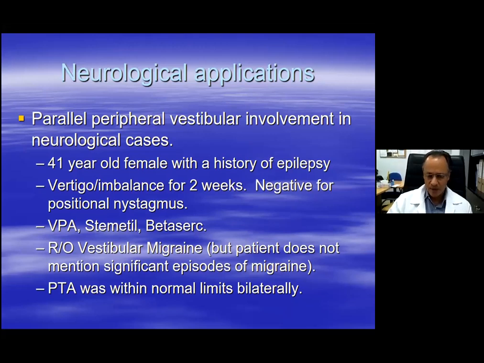The question presented to me on the referral letter was to rule out vestibular migraine. But on direct questioning of the patient, I already knew before performing the study that the patient did not have vestibular migraine. If you agree with me, you cannot have vestibular migraine without migraine. And this patient did not mention any significant migraine episodes. In fact, what prompted the referring physician to ask whether this is indeed vestibular migraine is that the pure tone audiometry was within normal limits bilaterally. There was no indication of low frequency hearing loss.